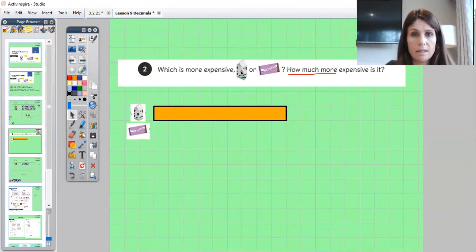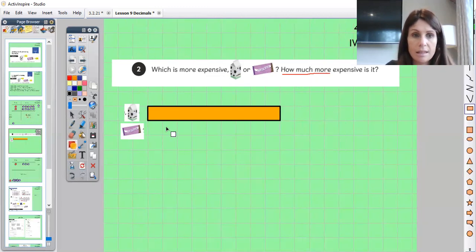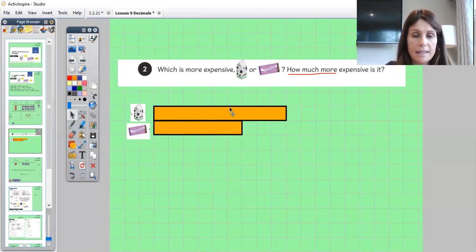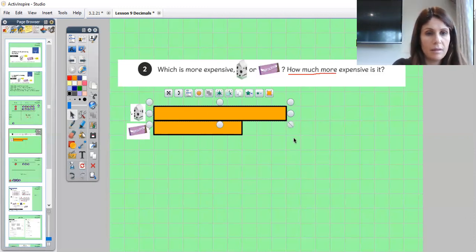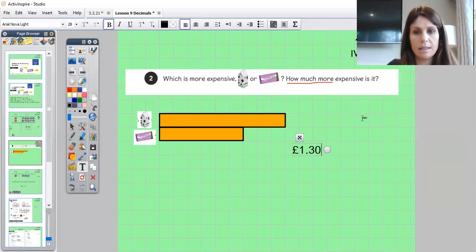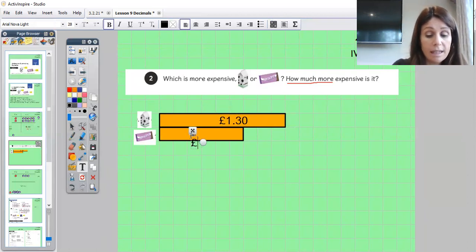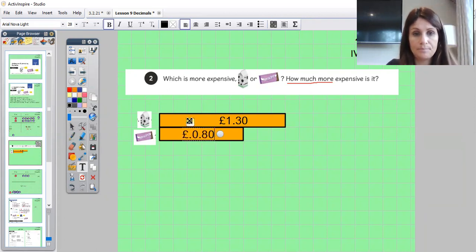Now, our chocolate, which is more expensive? Well, we know that the milk is more expensive, so we know that the bar for this one is going to need to be shorter. Okay, don't worry too much about the length of the bar. We just need to know that it's shorter. So we know then that this bar here, the milk, is £1.30. And we know that this bar here is 80p, but I'm going to write it in pounds because we'll want to keep them the same.